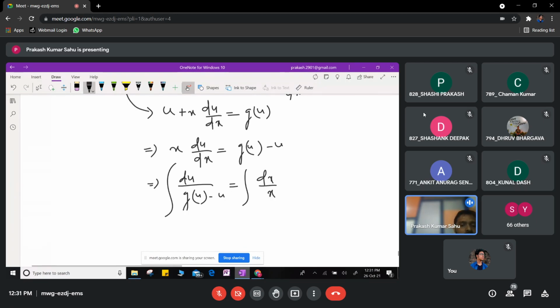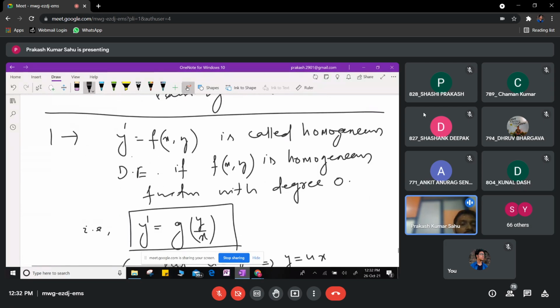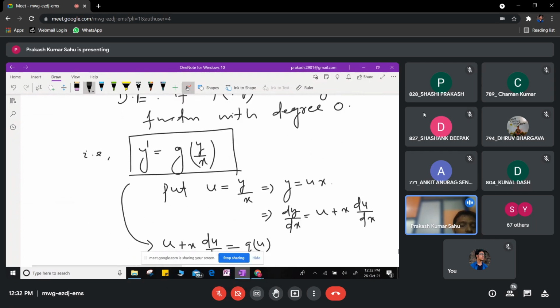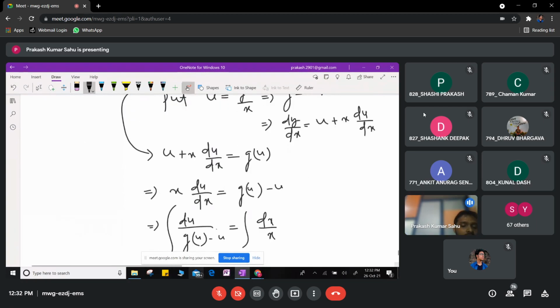Understood or not? That means if the differential equation is of the form y dash is equal to f of x, y, where f of x, y is a homogeneous function with degree 0, then we can say y dash is equal to g of y by x. If it is a homogeneous function with degree 0, then we can rewrite this f as g of y by x. And if you put y by x as u, then y is equal to ux, and again you find the derivative, so that you can easily substitute in the differential equation. You will get a separable ordinary differential equation.